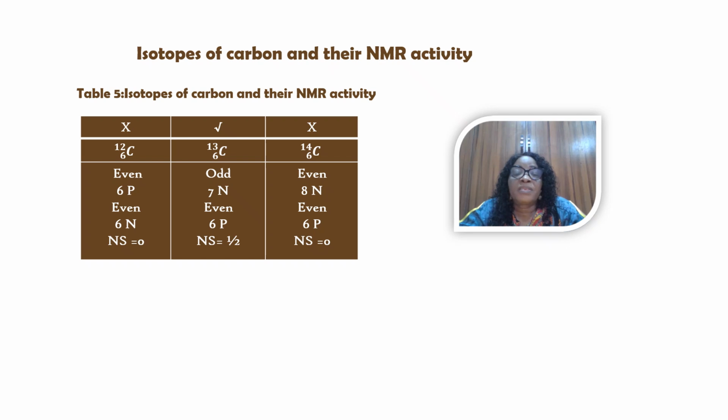Carbon 14. Carbon 14 has 8 neutron and 6 proton. So the even neutrons will cancel out. So the even protons will also cancel out. So it will have a nuclear spin of 0. It is NMR inactive.